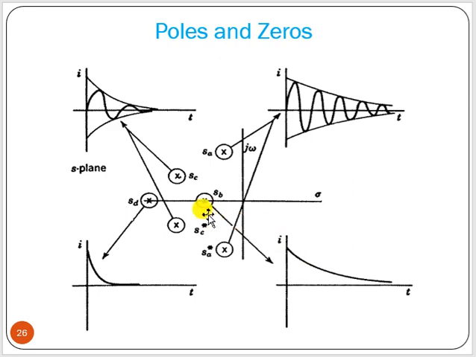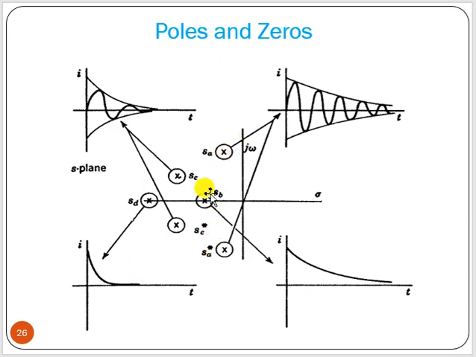Okay, and if the pole is closer to the imaginary axis, then it decays slowly, and if the pole goes away from the imaginary axis, it decays faster.